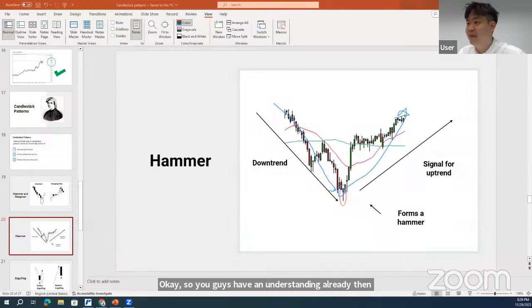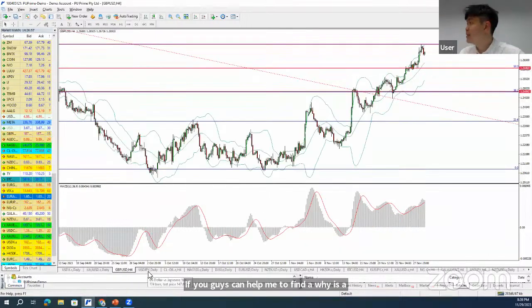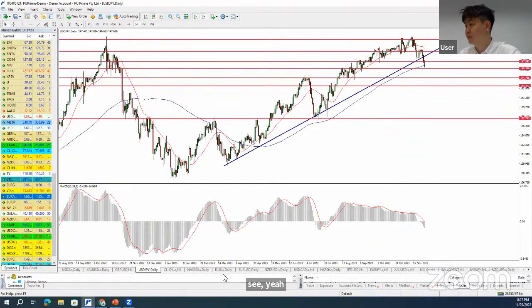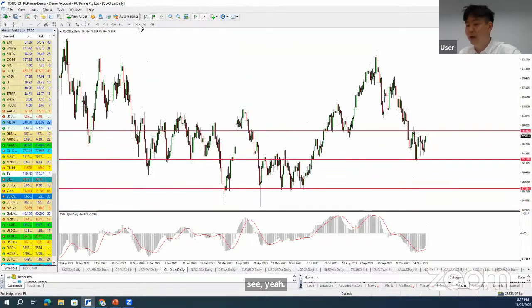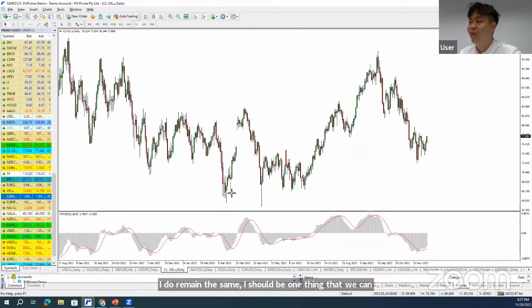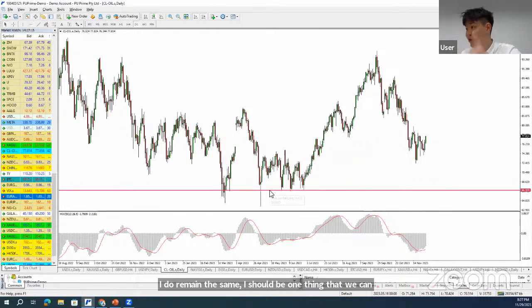We are going to focus on MT4. If you guys can help me find a good hammer example, let me see here, any good example. I think it remains the same. Crude oil should be one thing that we can focus on, previously a very, very nice hammer, especially hitting the support level around here. You can notice, as we mentioned just now, the support level here is very important. And then you can notice the candlestick pattern around here.